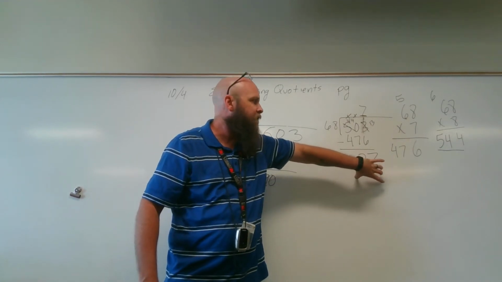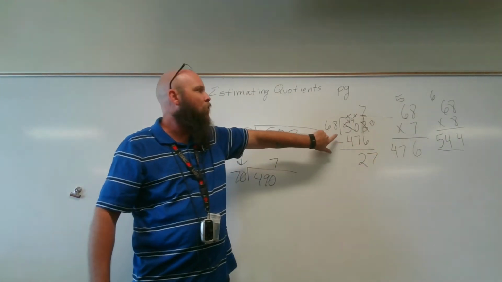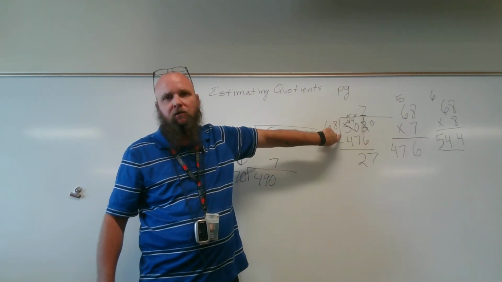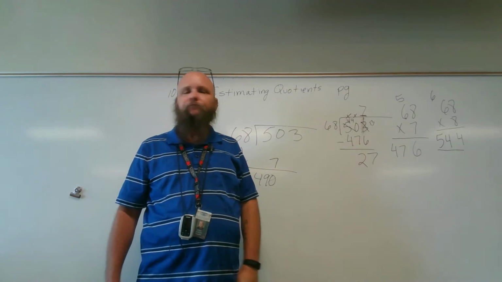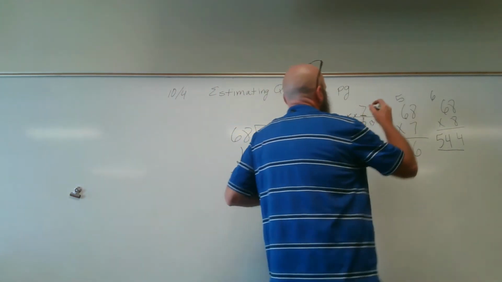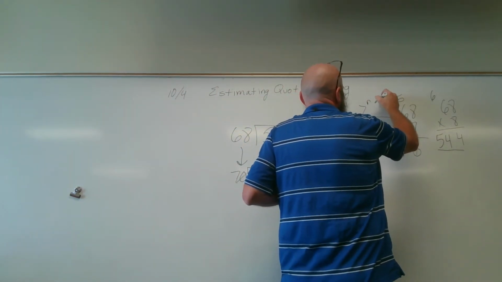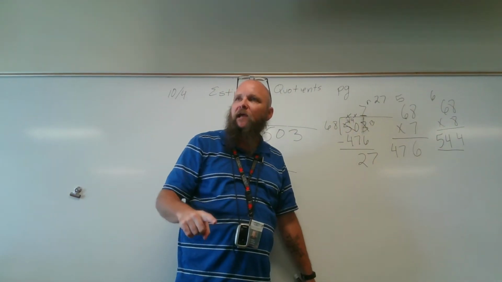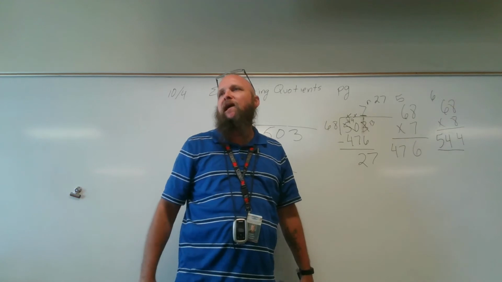As long as when I subtract, I don't get an answer that is greater than my divisor, then I'm golden. And then this becomes my remainder. 7 remainder 27.